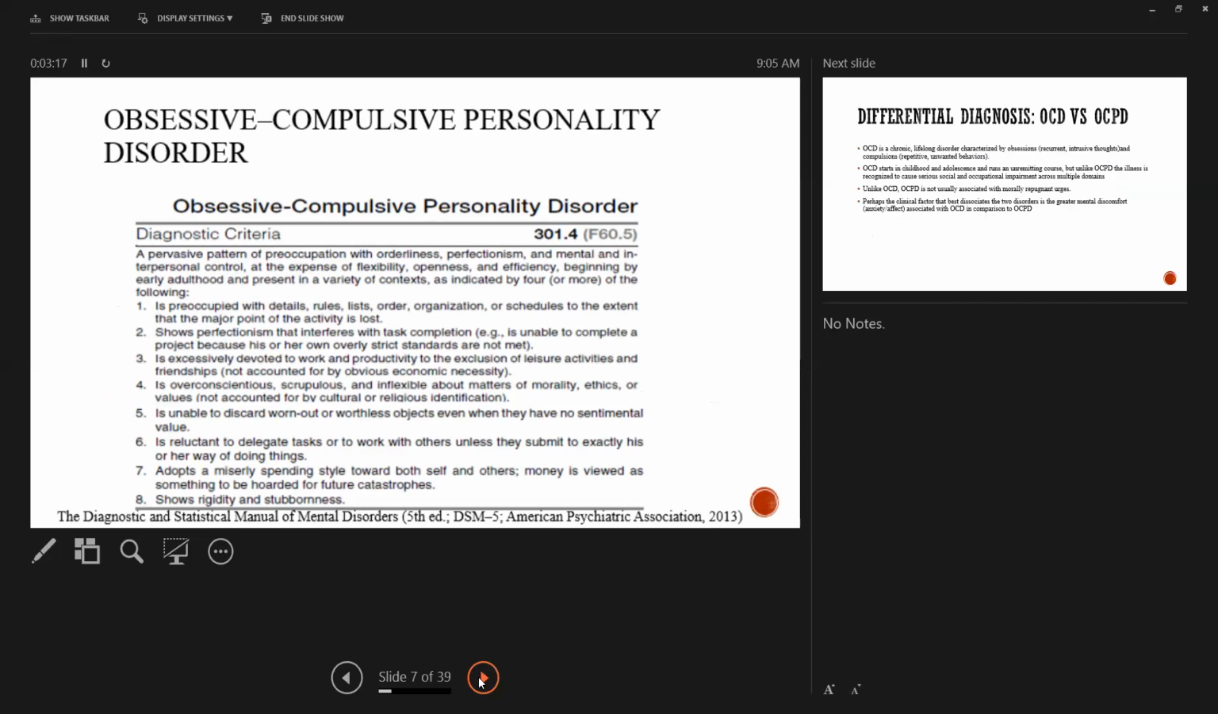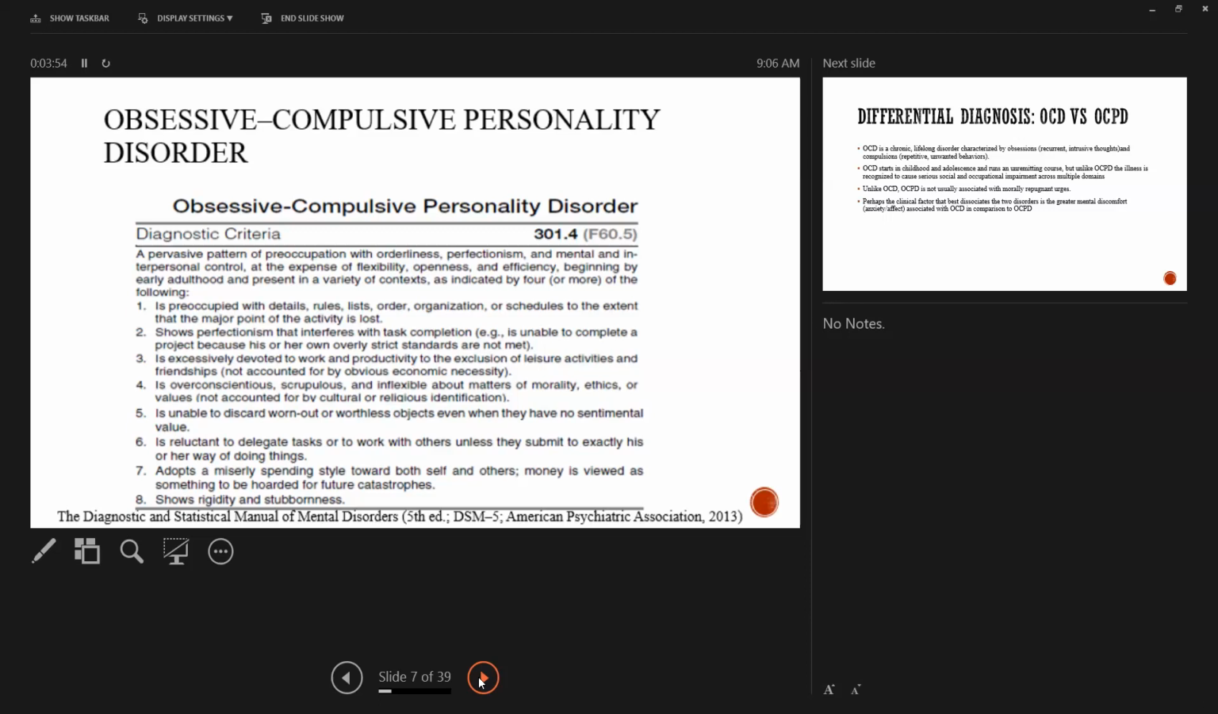Now, this person will be preoccupied with details, rules, lists, order, organization, or schedules to the extent that the major point of the activity will be lost. He will show perfectionism to the point that it will interfere with task completion, and he will be excessively devoted to his work and productivity to the exclusion of leisure activities and friendships. He will be inflexible about matters of morality, ethics, or values. He will also be unable to discard worn out or worthless objects, even when they have no sentimental value.